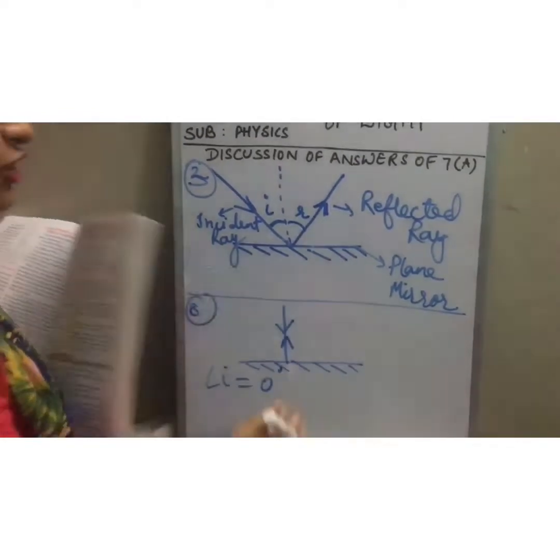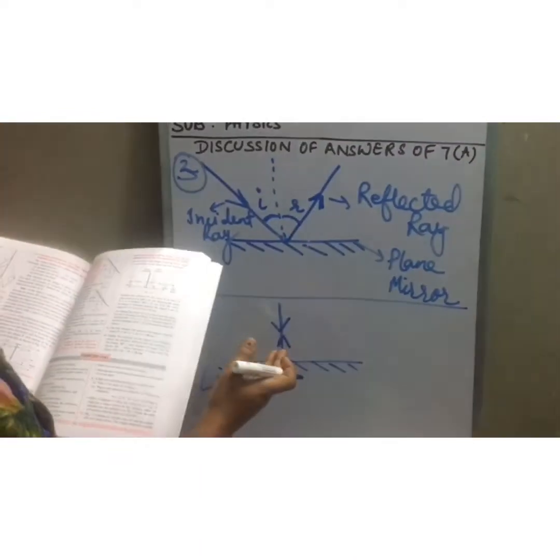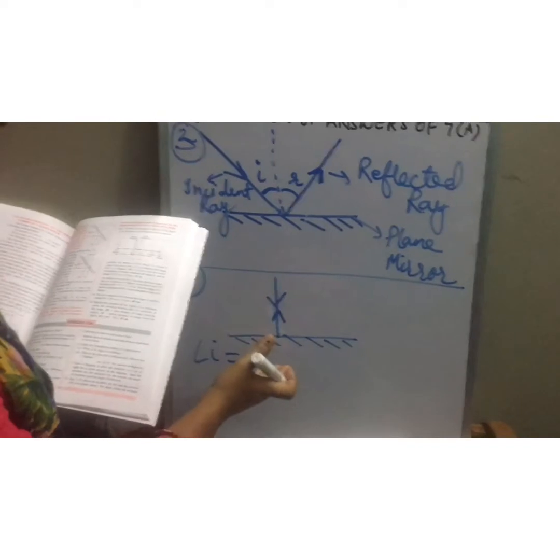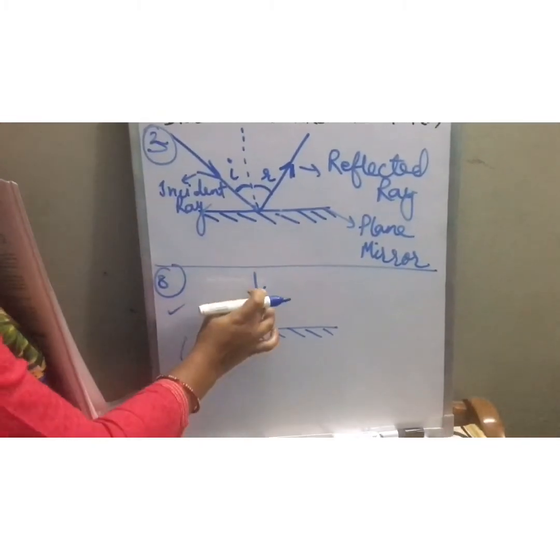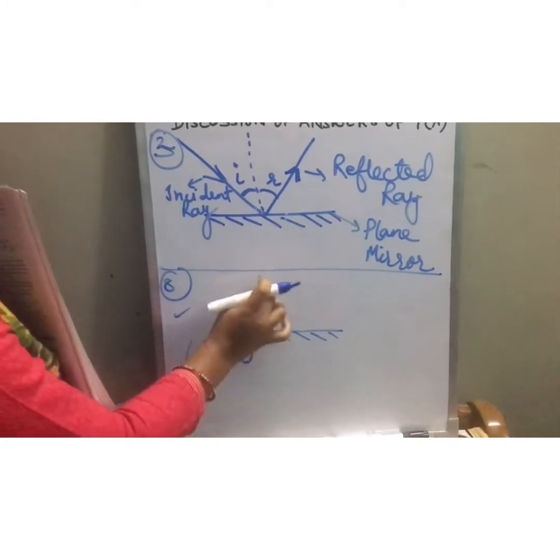Next, what is the direction of the reflected ray? Same as the incident ray. Show it on a diagram. So this is the diagram. This is the incident ray arrow and this is the reflected ray.